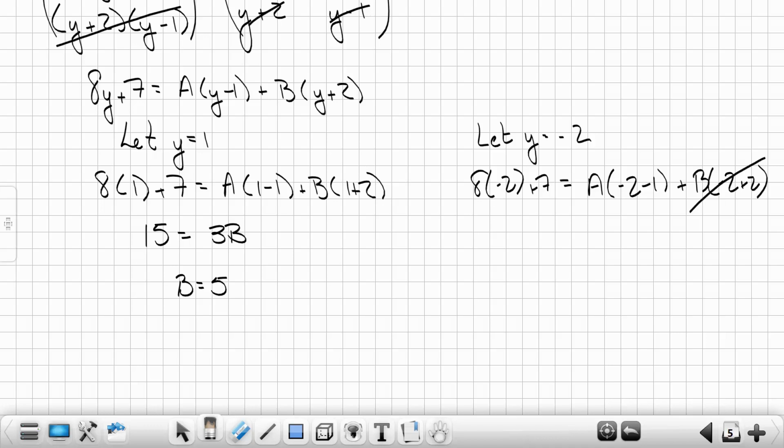In the end, you'll get -16 plus 7 is equal to A times -3, so -3A. Okay, keep going. I got it. That would then simplify to -9 equals -3A. And after you divide both sides by -3, you get A is equal to 3. All right. I got that one.